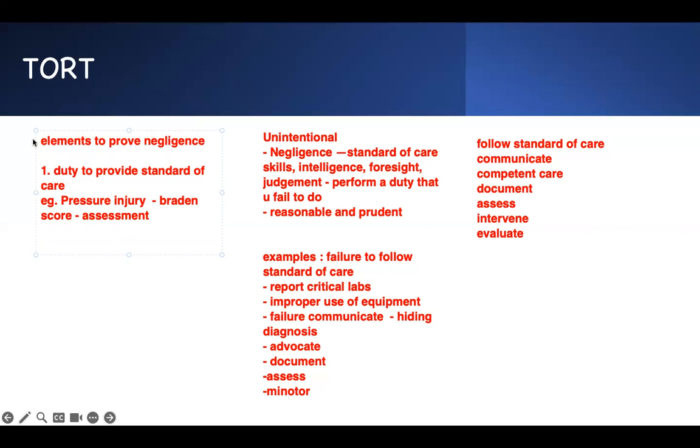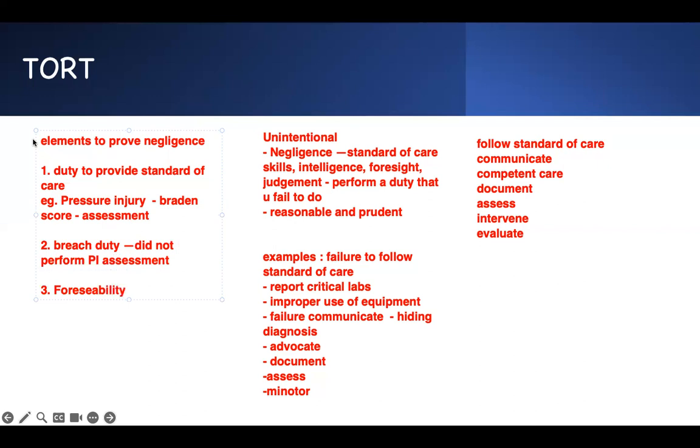Number two, you breach that duty. You have the duty to do that, and you breach the duty. What does that mean? The nurse did not perform what? You did not perform the pressure injury assessment at admission. Basically, you did not do that. This is the third one that becomes a problem. Sometimes it can be difficult.